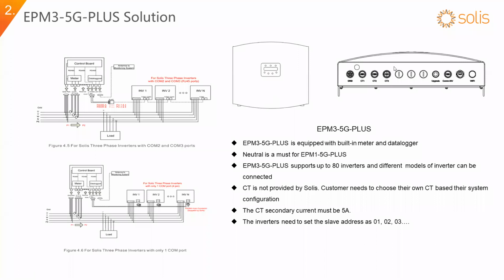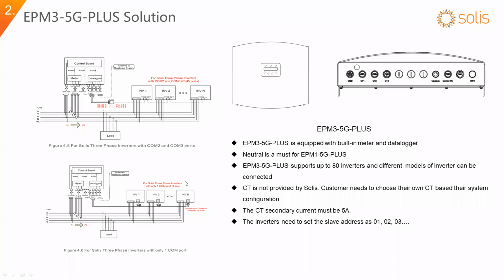And here, one thing to mention is that because we have a built-in power meter inside the EPM box, we have to use a neutral, because the meter requires a neutral for the voltage reference. So neutral is a must for the EPM35G Plus. And it's only available for the three-phase 380 or 400 volt models, not the 480 volt models. And again, we do not provide a CT. Customers should choose their own CT based on their system configuration.